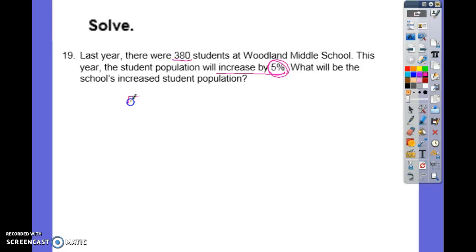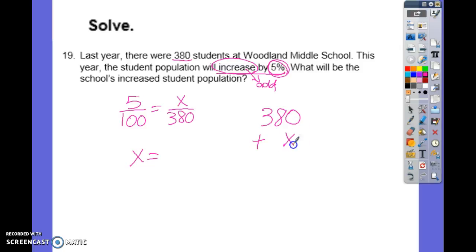So let's set up our proportion. 5 over 100 equals x over 380 students. We're going to solve that proportion, and when we solve that proportion, we will get the value of x. So since it is an increase, we are going to need to add. So we will take the original amount, which was 380. We will add what we got when we solved the proportion, and that will be our answer.